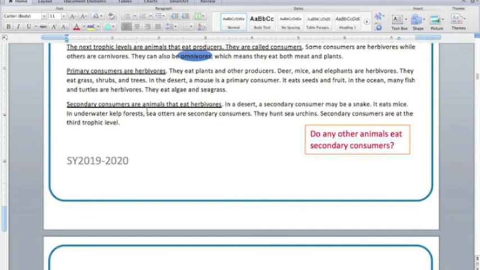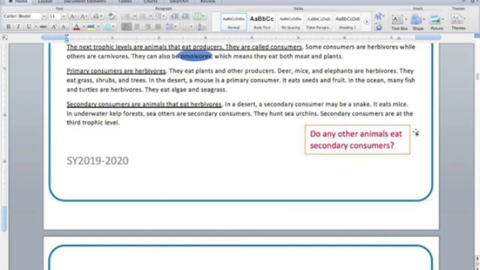Secondary consumers are animals that eat herbivores. What this means is that a secondary consumer eats another animal. So another word for that, of course, is carnivore. All right. In a desert, that secondary consumer may be a snake. It eats mice. In an underwater kelp forest, sea otters are secondary consumers. They hunt sea urchins. Secondary consumers are at the third trophic level.